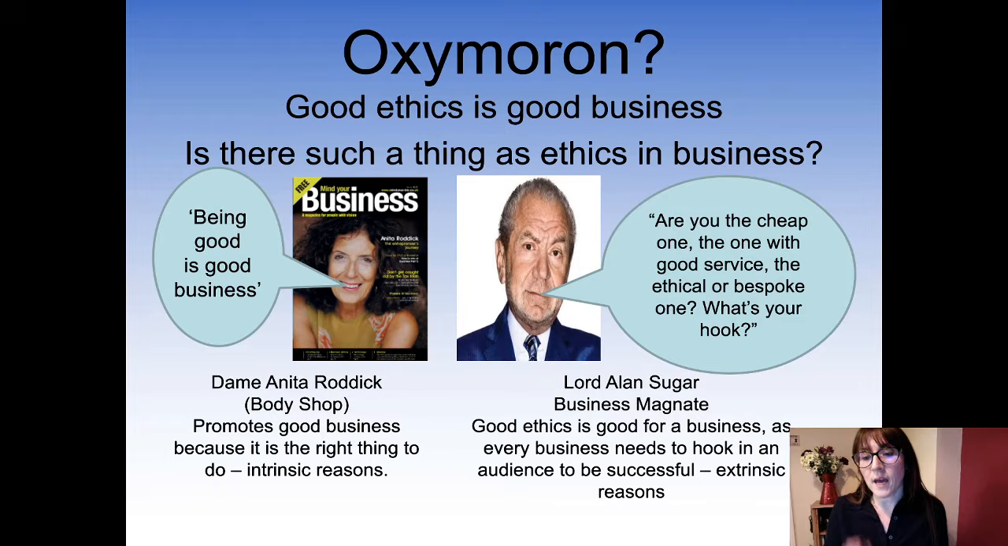Whereas on the other hand, Lord Alan Sugar is a big business magnate. He says, are you the cheap one, the one with good service, the ethical or bespoke one? What's your hook? Basically, he's arguing that being the ethical one is just a hook to get people to come to you. So obviously, Lush is the ethical one, or Primark is the cheap one. So what is your hook? He just says it's good business.